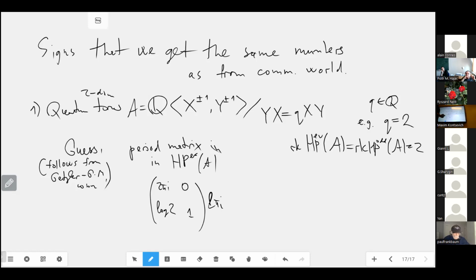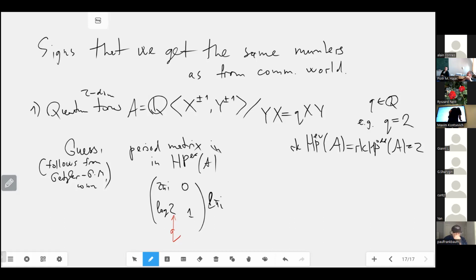Maxim, let me just ask a trivial question. If you replace Q by any positive rational number, I guess you get log Q instead of log 2. Yes, log Q, of course. It's just some kind of number. Nothing else. The other Q is the same, maybe in general. Okay. Yeah, so it looks like for this simple algebra we get the same numbers.